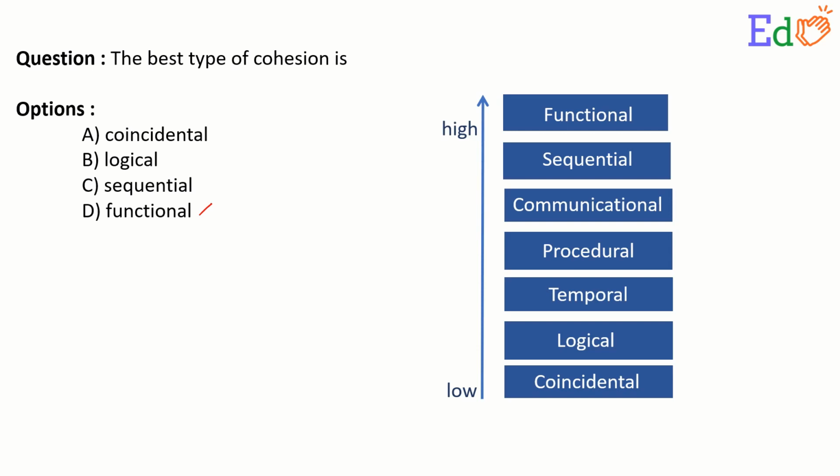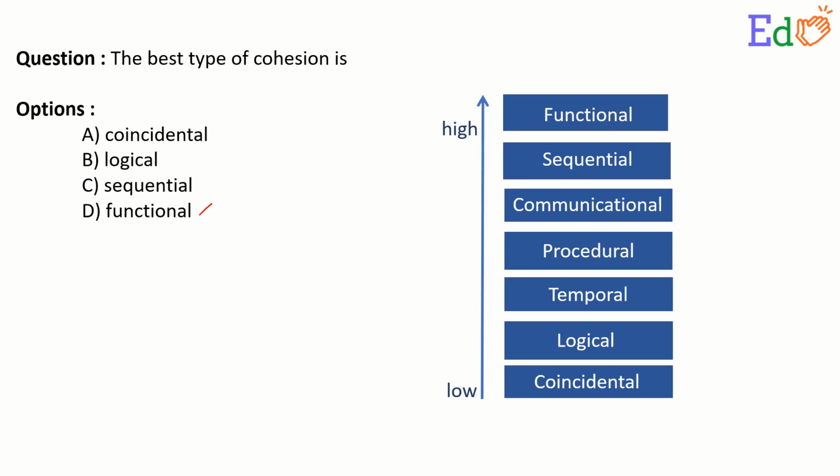Option A, coincidental cohesion. A module is said to have coincidental cohesion if it performs a set of tasks that relate to each other very loosely. That is the lowest type of cohesion. Logical cohesion is a bit better than coincidental cohesion. A module is said to be logically cohesive if all elements of the module perform similar operations.